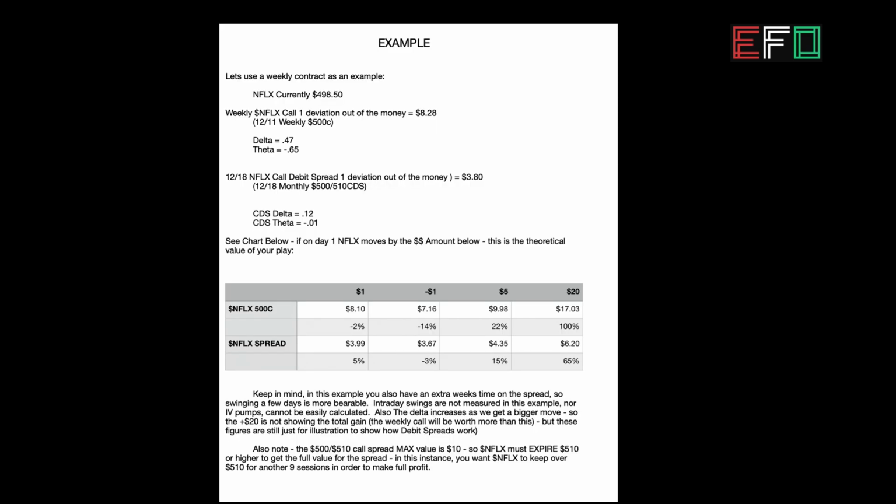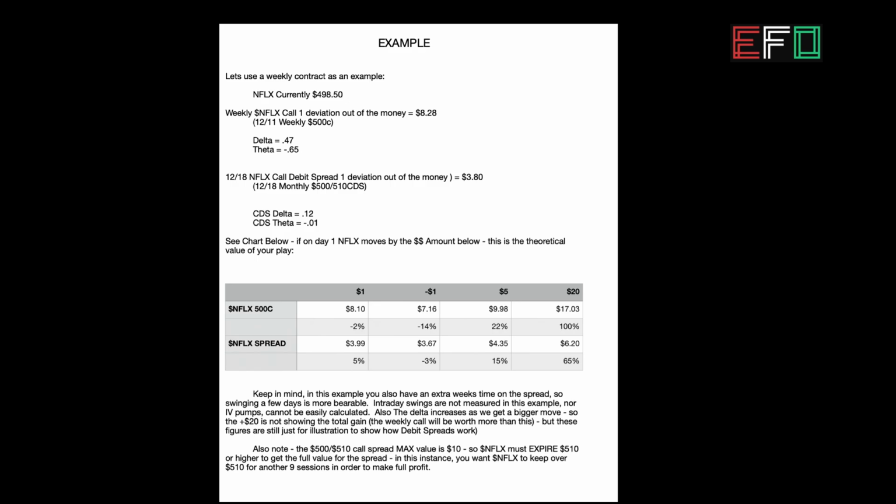So we're just going to take an example I made a few weeks ago. This is an example on Netflix. Netflix at the time was $498 a share. The weekly call, one deviation out of the money, was $8.28. That was the 500 strike. Delta was 47, theta was minus 65.